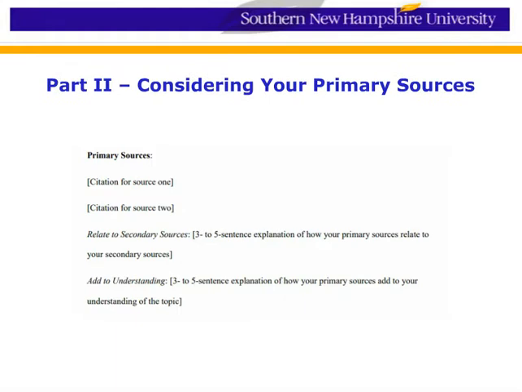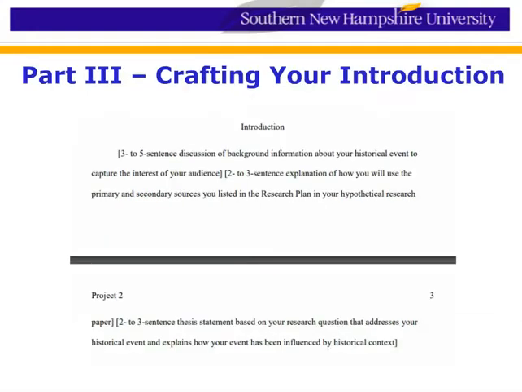In Part 2, you will consider your primary sources. As you did in Part 1, you will write out the citations for your primary sources. Again, pull these directly from your research kit. In the next section, you will relate your primary sources to your secondary sources. For example, do your primary sources support the conclusions found in your secondary sources? How or how not? Under Add to Understanding, explain how your primary sources affect the conclusion that you have reached in response to your research question.